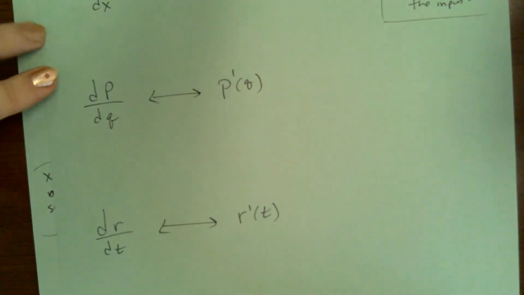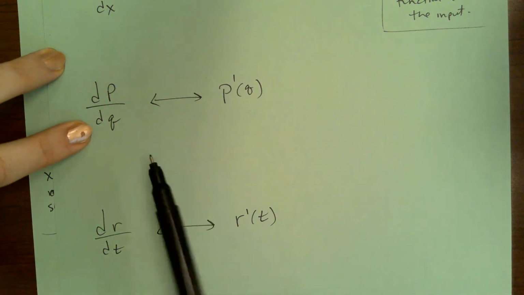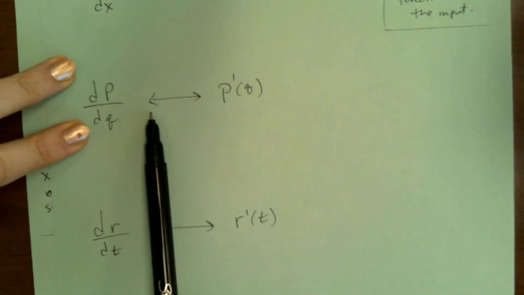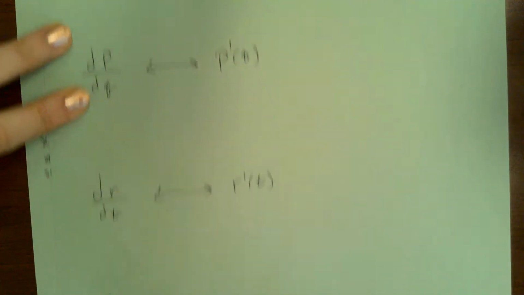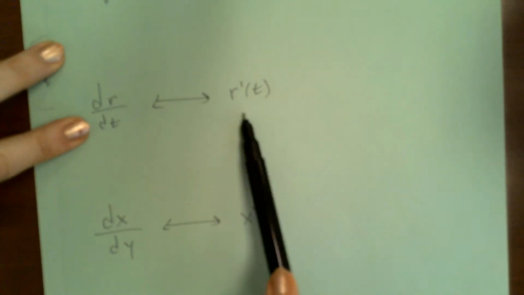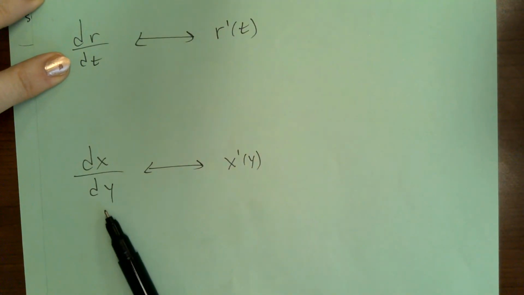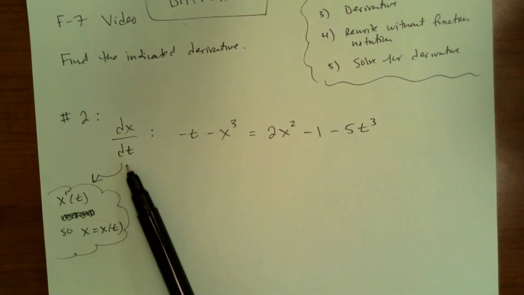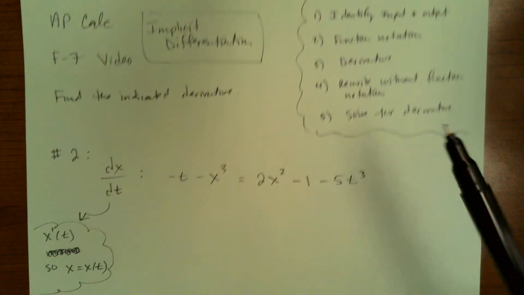So let me just show you a couple more. So dp/dq, all right, that's Leibniz notation for the derivative of p with respect to q, and in prime notation, it's this. Okay, so p prime of q. dr/dt, r prime of t, dx/dy, x prime of y. Okay, so if we're going to find dx/dt here, we're going to do these steps.